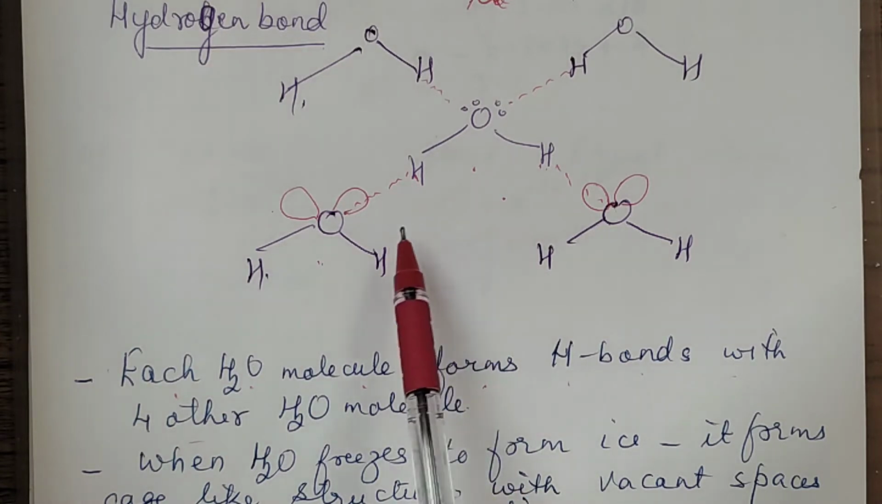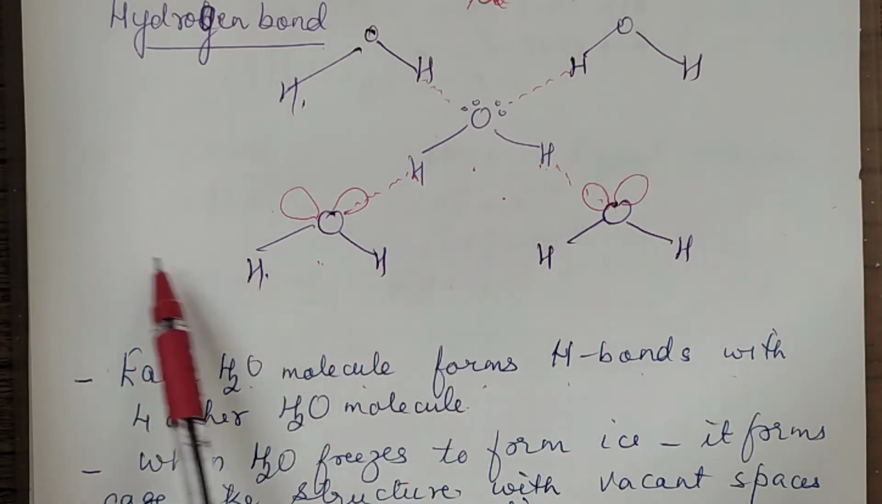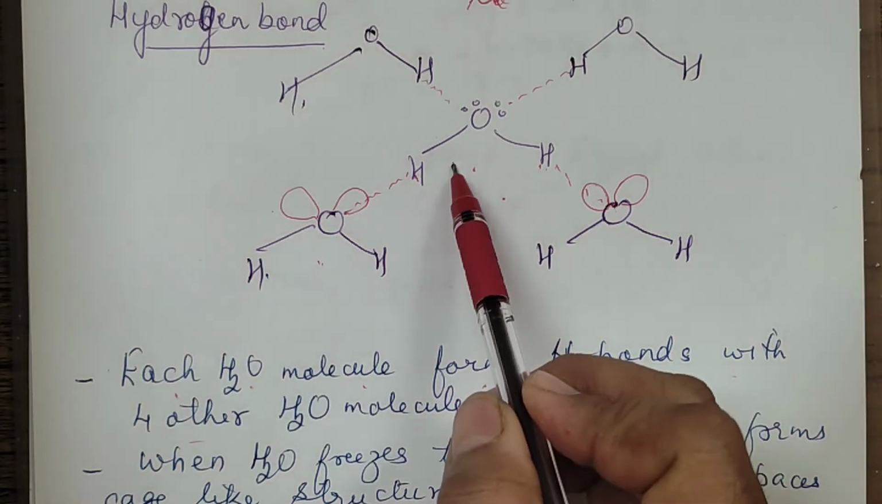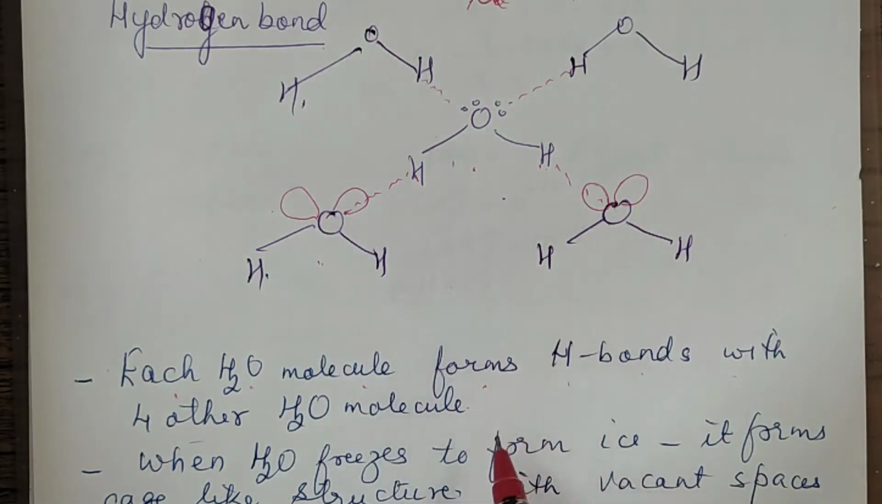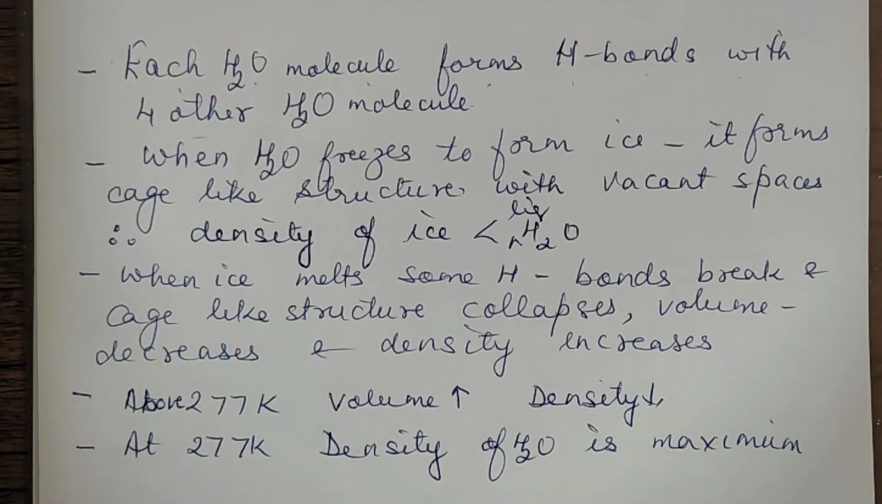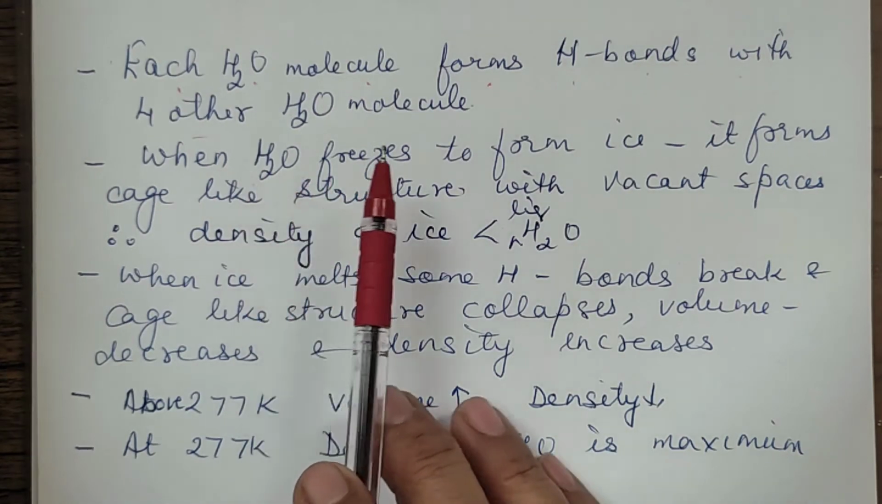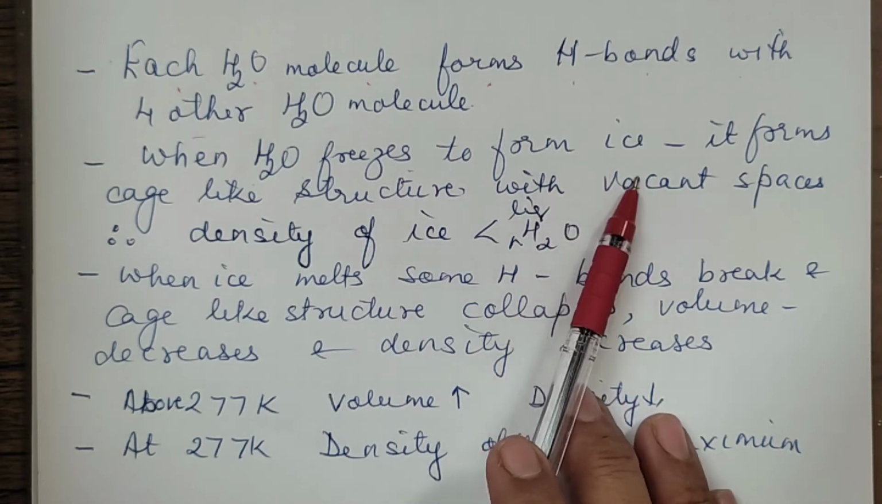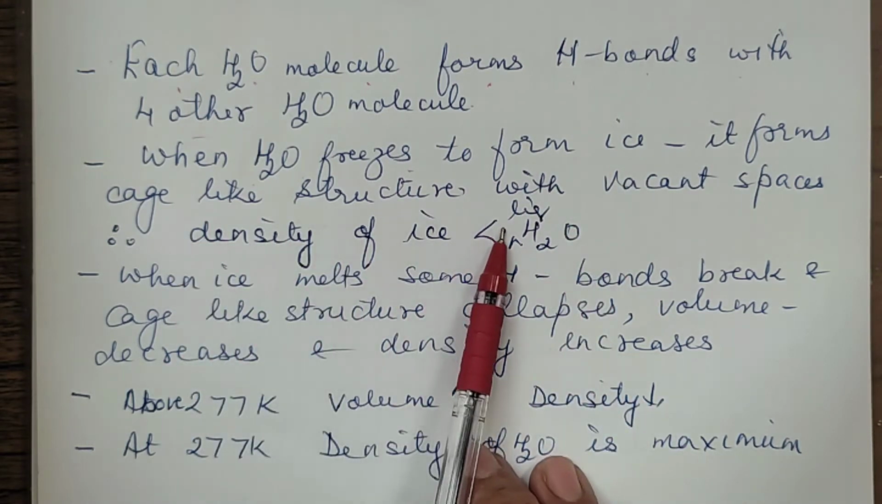Okay. So don't think there are 2 hydrogen bonds, from this side and from this side only. One water molecule can be forming 4 hydrogen bonds. It can be surrounded by 4 water molecules. Fine. Now, further, when water freezes to form ice, it forms a cage-like structure.